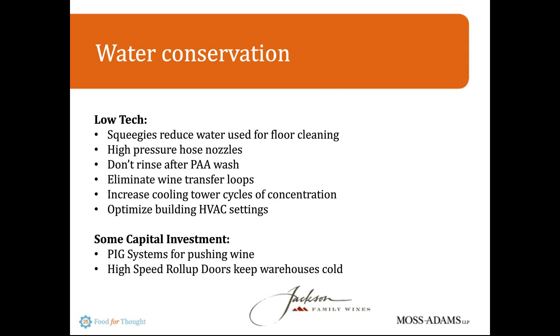Here are some examples that Jackson Family Farms came up with that are low-tech solutions, some that maybe require a little higher capital investment. Using squeegees to reduce water use in the winery: for cleaning the floor, removing water rather than hosing things down. High-pressure hose nozzles as opposed to lower-pressure nozzles: you're going to use much less water, with more effective cleaning. Don't rinse after the PAA wash. During your sanitization, your dip in citric and PAA, you typically rinse with water after that, but you can oftentimes skip the rinse after the dip in the PAA solution.